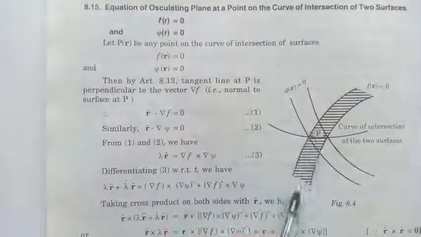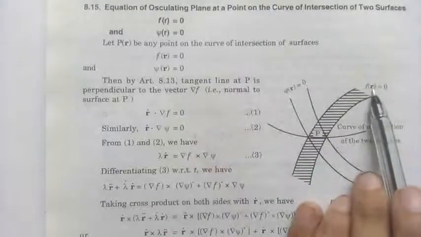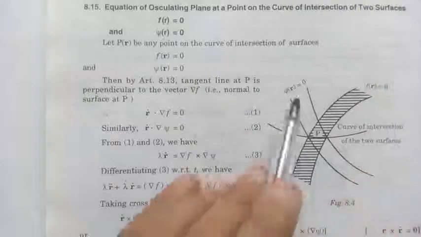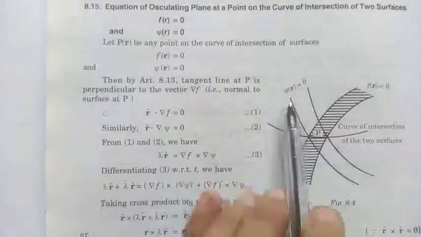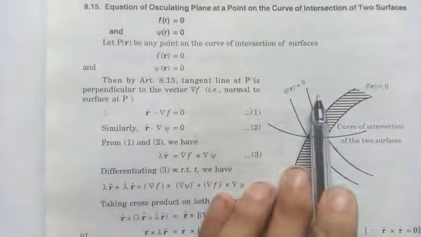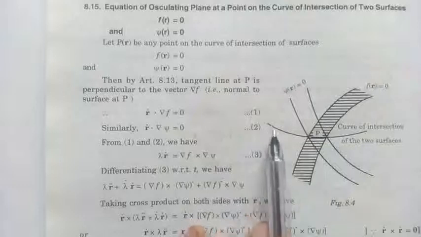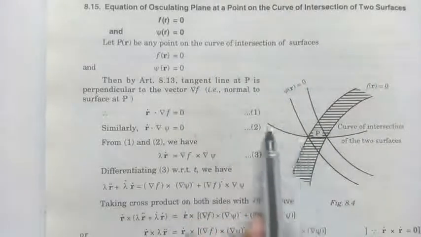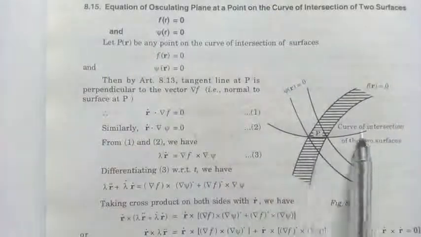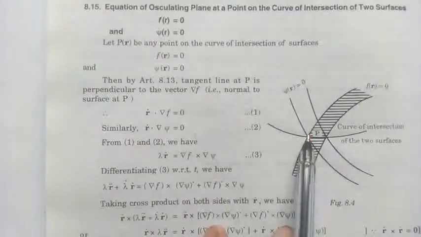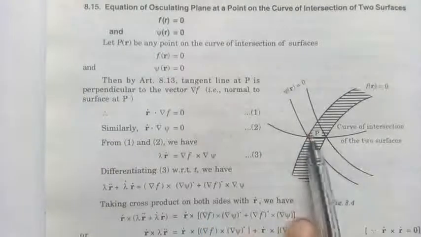The first surface is denoted by the equation f(r) = 0, and the second surface is represented by the equation ψ(r) = 0. These are the two surfaces. P is the point on the curve of intersection of these two surfaces. This is the curve of intersection of the two surfaces, and P is the point where we are to find the equation of osculating plane.